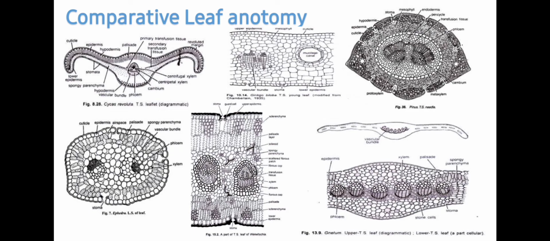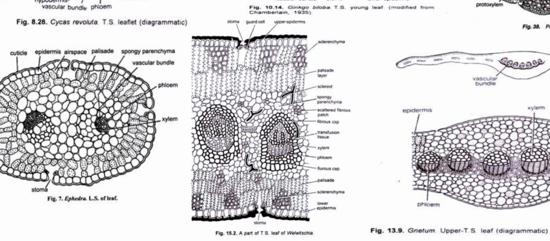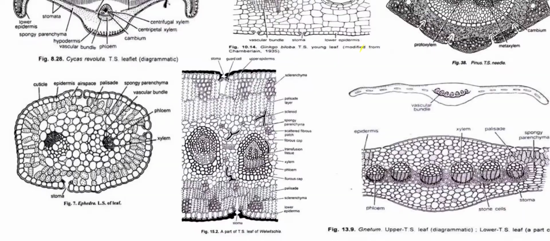In case of Welwitschia, you will see that a very thick cuticle is there and it is represented by the dark color lining here. And you can see parenchymatous patches are present in the palisade tissue, except this, fibrous cells and sclereids are present midway.